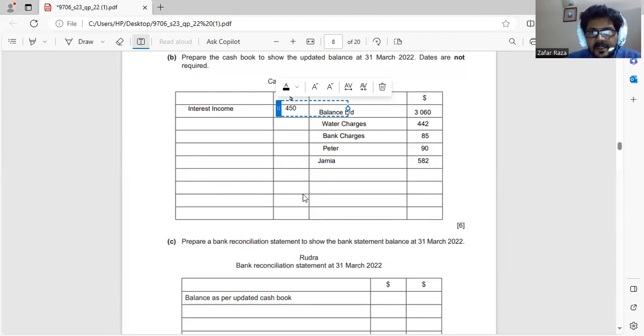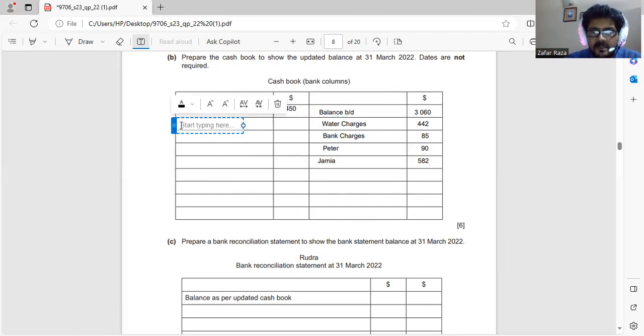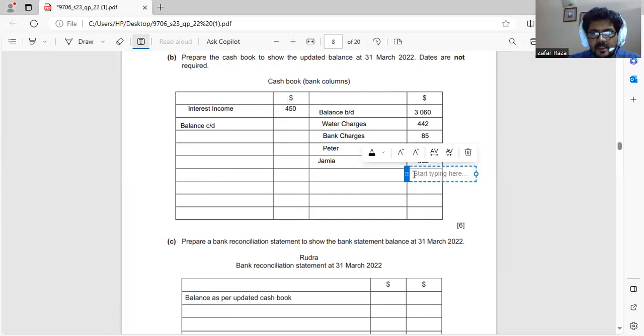Again, after these transactions, we will not be having a positive balance of cash book. Again, we are on this side. So balance c/d would be reported here. How much would be the balance c/d? 3060 plus 442 plus 85 plus 90 plus 582 is equal to 4259. So here total we will write 4259. Okay. So 4259 minus 450, so 3809 is balance c/d.